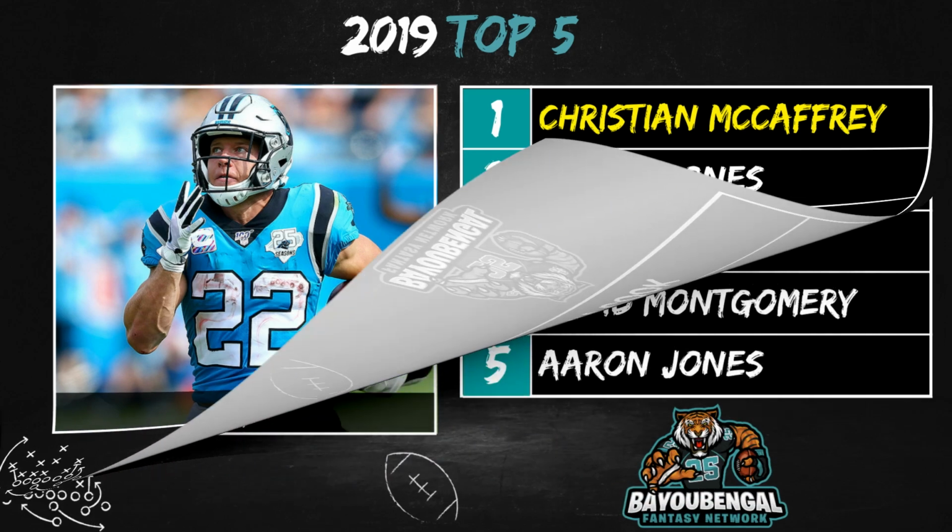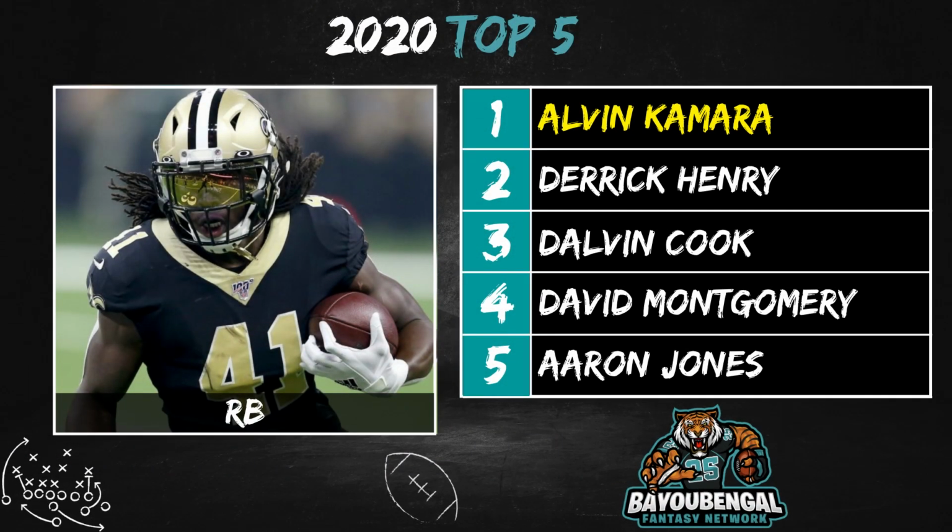Let's move over to 2020, and we actually saw 3 running backs appear here on the top 5 than they did the year prior. Alvin Kamara was the new #1 running back, followed by Derrick Henry, who moves up. Derrick Henry was actually at the #3 spot. He's now at the #2 spot. Dalvin Cook was at the 5 spot, now at the #3 spot. David Montgomery appears here in the 4th spot, and Aaron Jones was at the #2 running back, fell all the way down into the top 5 at the #5 spot.